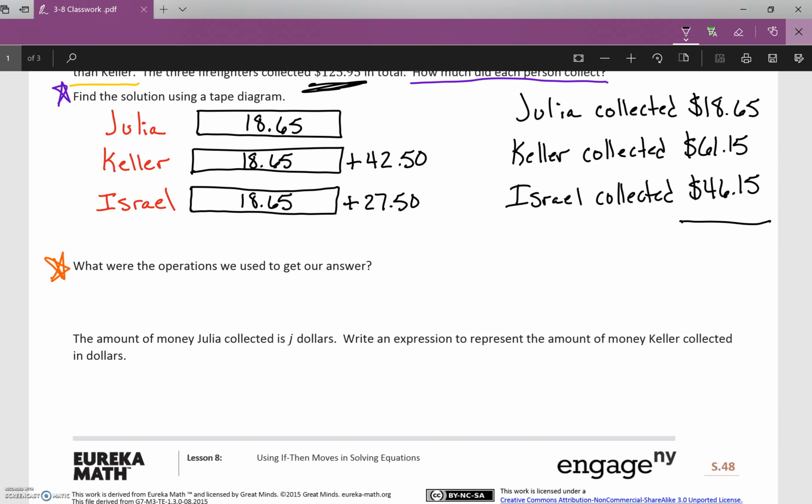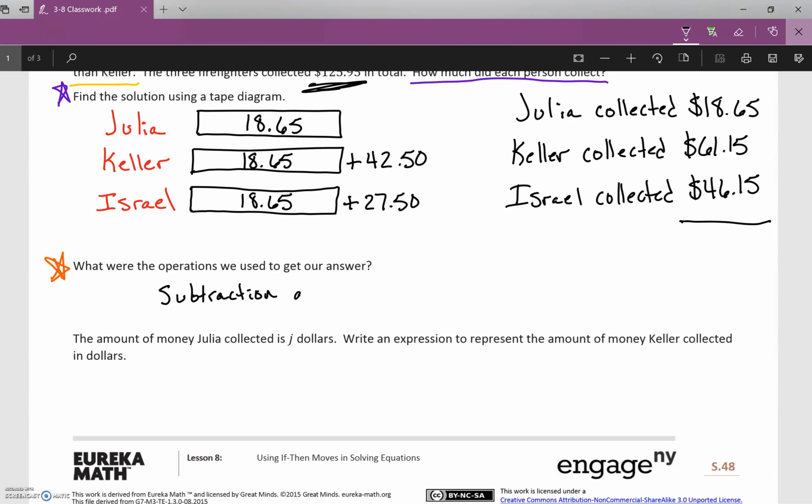So what operations did we use? We used addition. Actually, we used subtraction and division. The amount of money Julia collected is J dollars, so we're going to pretend that we don't know the amount. Write an expression to represent the amount of money Keller collected. So this is like the other day when we were writing expressions.